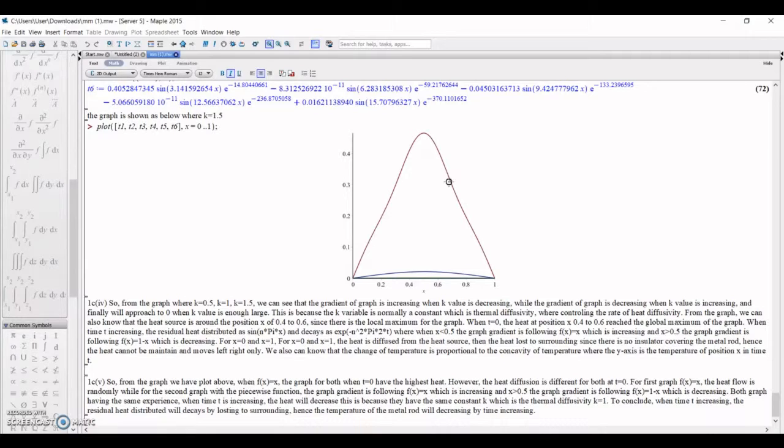Both graphs have the same behavior. When time t is increasing, the heat will decrease. This is because they have the same constant k, which is thermal diffusivity k equals to 1. So in conclusion, when time t is increasing, the residual heat distribution will decay by losing heat to the surroundings. The temperature of the metal rod will decrease as time increases.